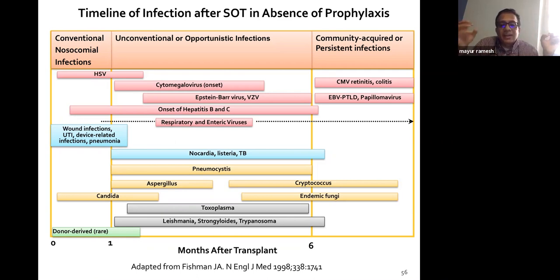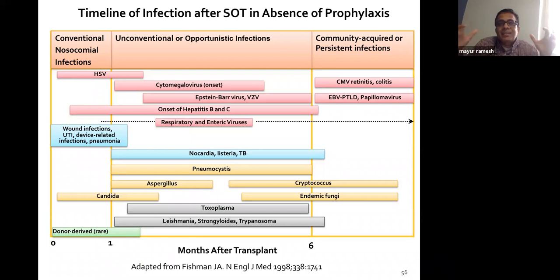But let's not forget a few infections. Rarely we see late onset CMV reactivation in these patients. We do see rarely PTLD, which is EBV directed against B cells, so we develop post-transplant lymphoproliferative disorders and stuff like that. Or rarely we get papillomavirus-related infections.